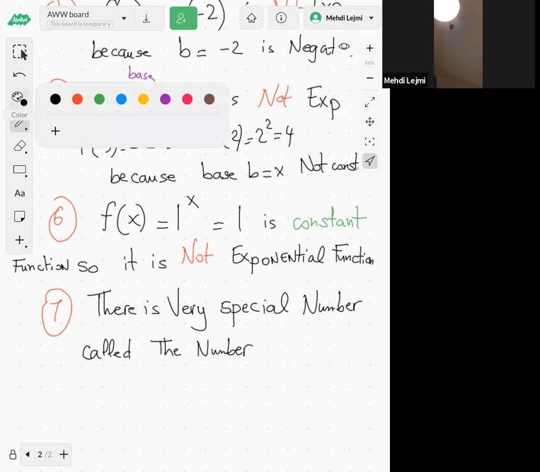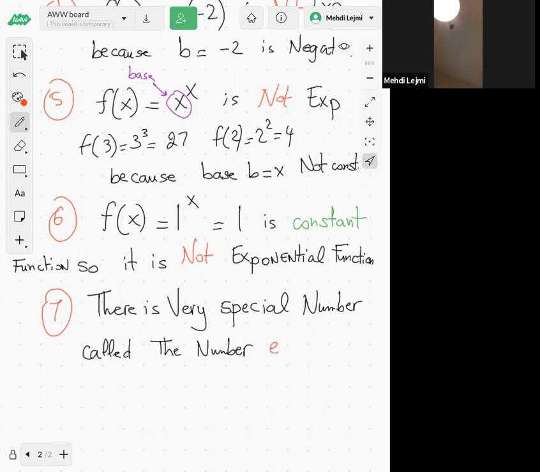So the number e is a decimal number. It's actually equal to 2.7182, etc. So what's special about this number?